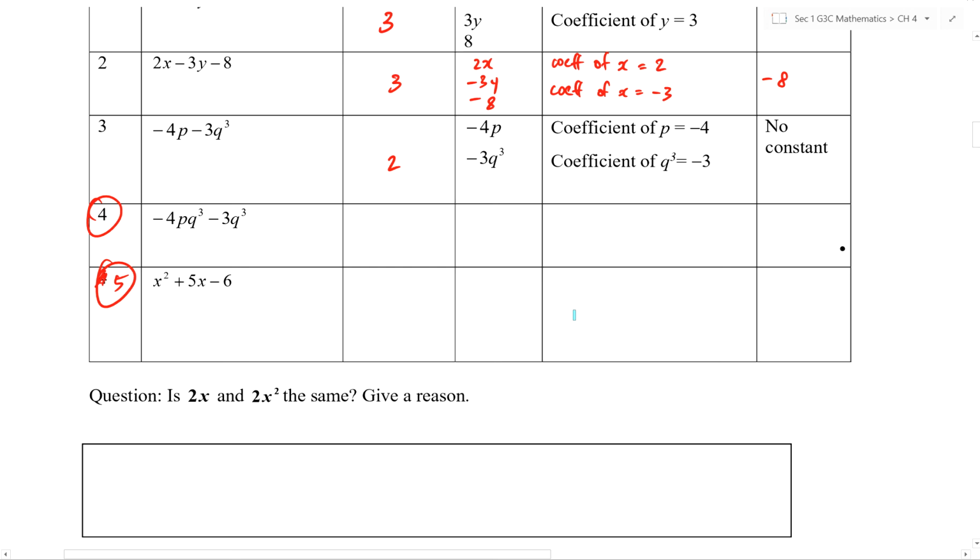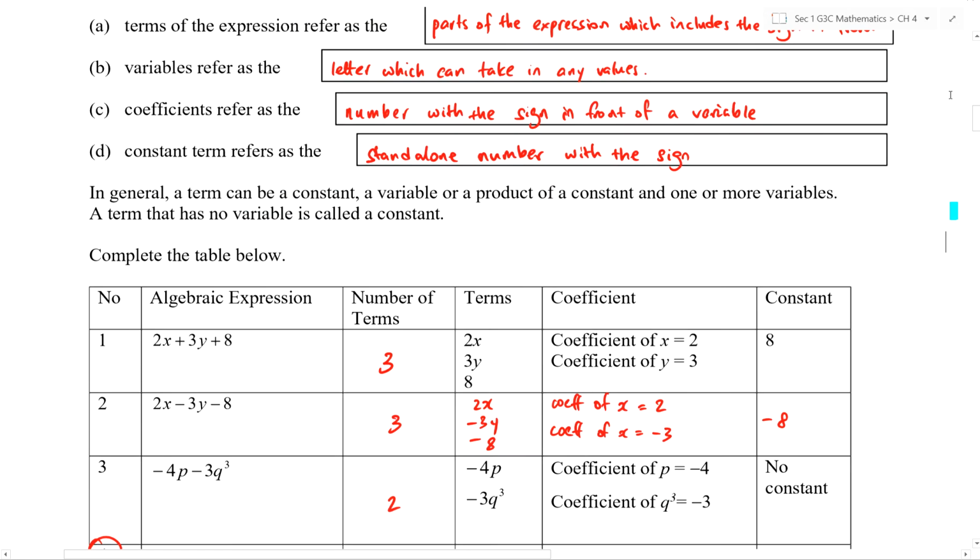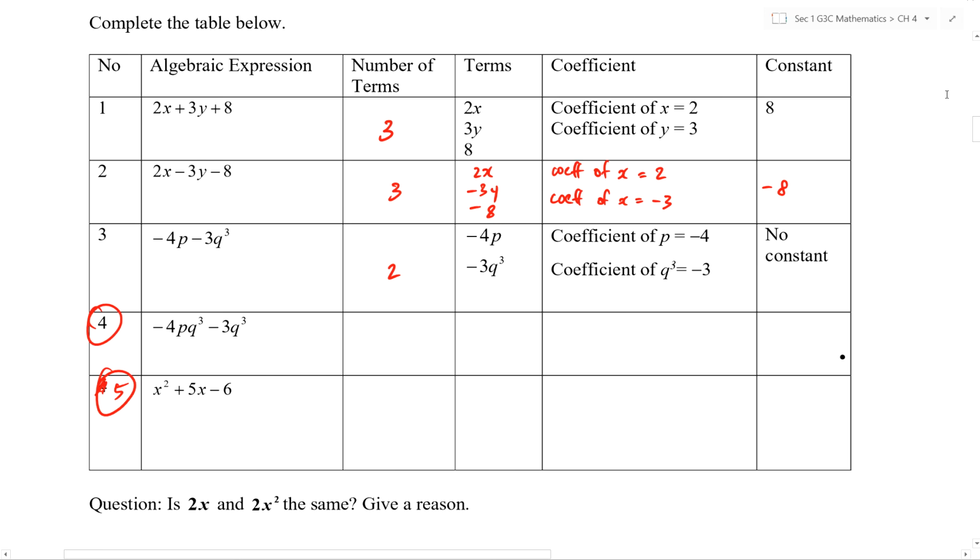So now, as part of your homework, you are told to complete question 4. Question 4 says you are supposed to find out how many terms there are in negative 4pq minus 3q cubed. So let's check our answers. There will be 2 terms over here. And what are the terms?